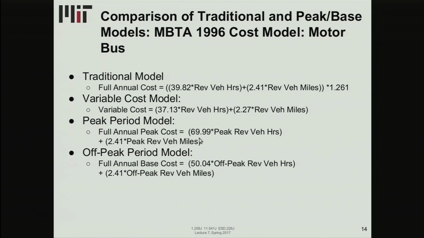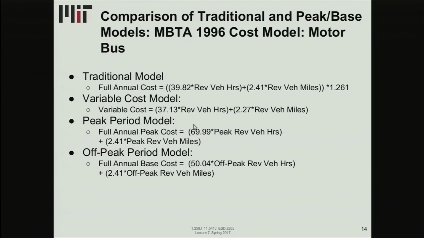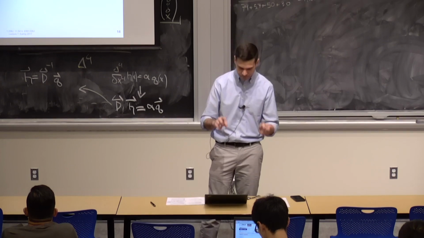So if we take the $37.13 of revenue vehicle hours that was in our initial variable cost model, and we add the unit cost for peak revenue hours, which is $32.86, right? From right here. So that's the weekday peak service unit cost. We get $69.99. So now that becomes our unit cost in the peak.